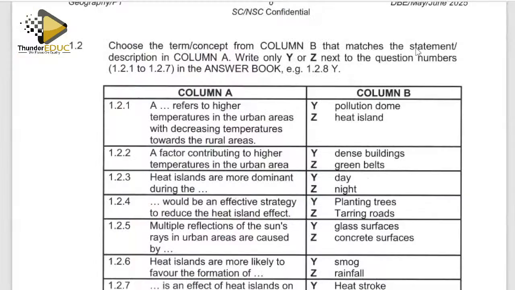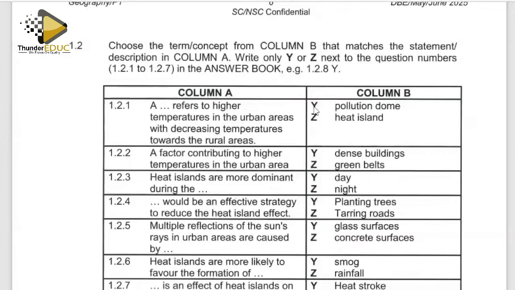Right, welcome learners, to the continuation of our discussion of our climate and weather questions. We are on question number 1.2. So the first question, on 1.2.1, it says, a dash refers to higher temperatures in the urban areas with decreasing temperatures towards the rural areas. But the situation where we have higher temperatures in the urban area compared to the surrounding countryside or compared to the surrounding rural areas, that's a situation of what we call a heat island.